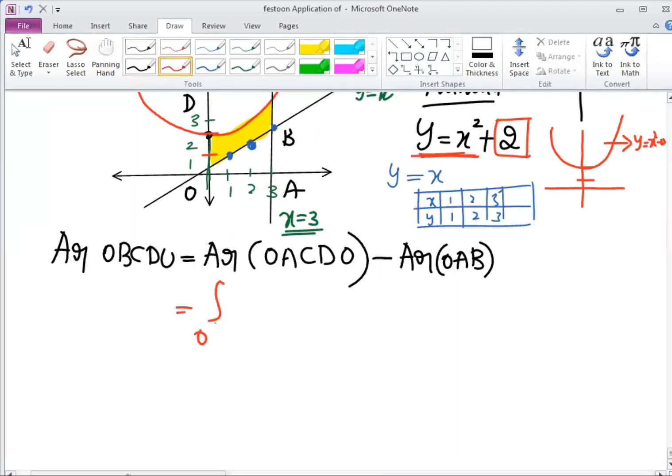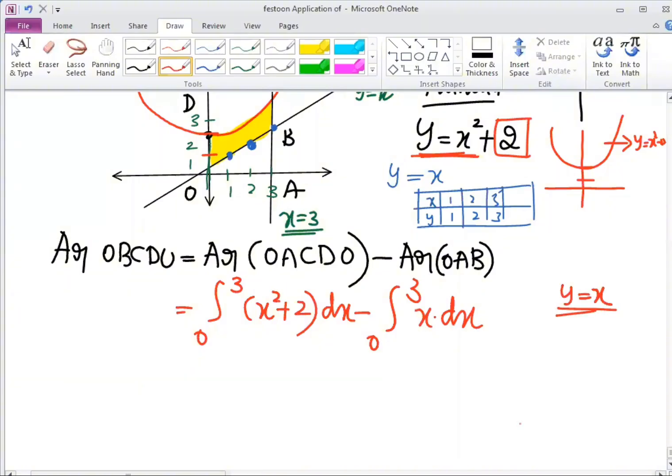Now integration from 0 to 3. So the OACDO related curve is which one? Integration of x square plus 2 into dx minus integration from 0 to 3 only, because both curves come under 0 to 3. Therefore, it will be x into dx, right? If you have confusion how we got that, it's a simple one. y is equal to x is direct. And one more he has given, y is equal to x square plus 2. Both curves he has given directly. Therefore, nothing to worry. Directly you can write it.